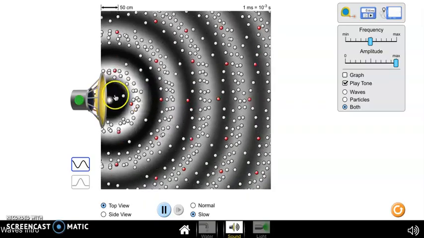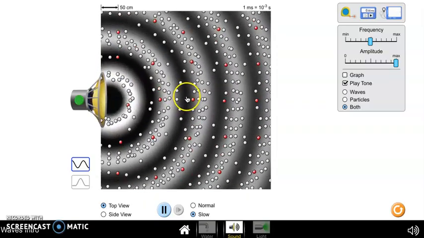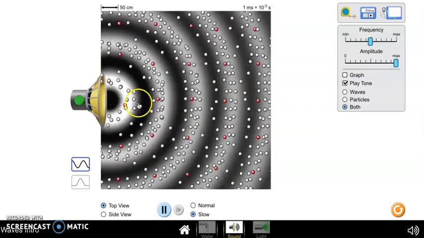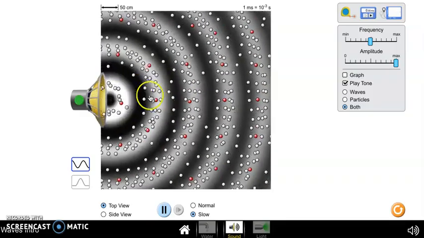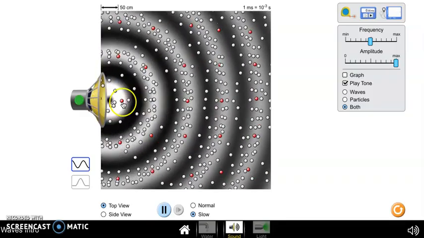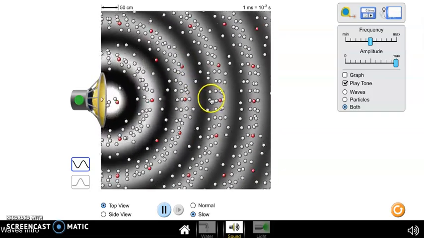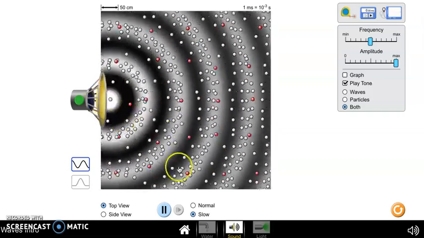So here we have a disturbance of air molecules. This could be water molecules. Sound travels through water. Sound travels through solids. Okay, so we have water being disturbed in the previous one. Here we have air molecules being disturbed by energy coming from this diaphragm.